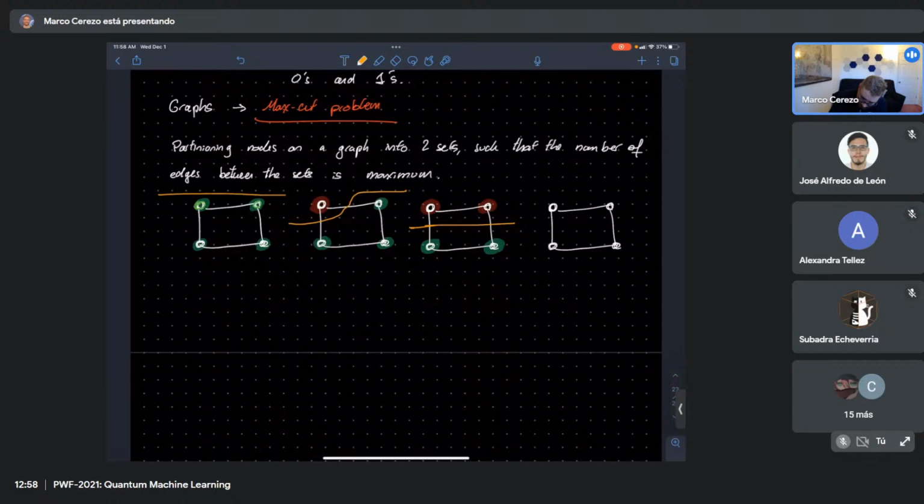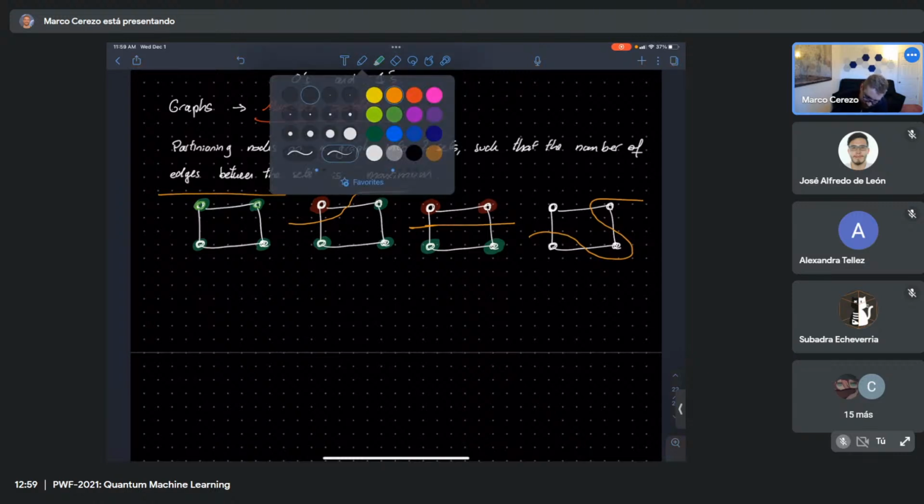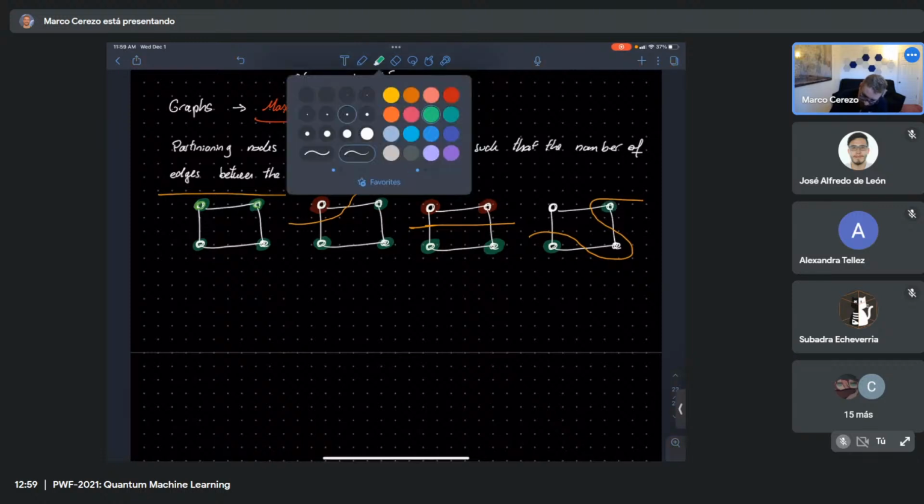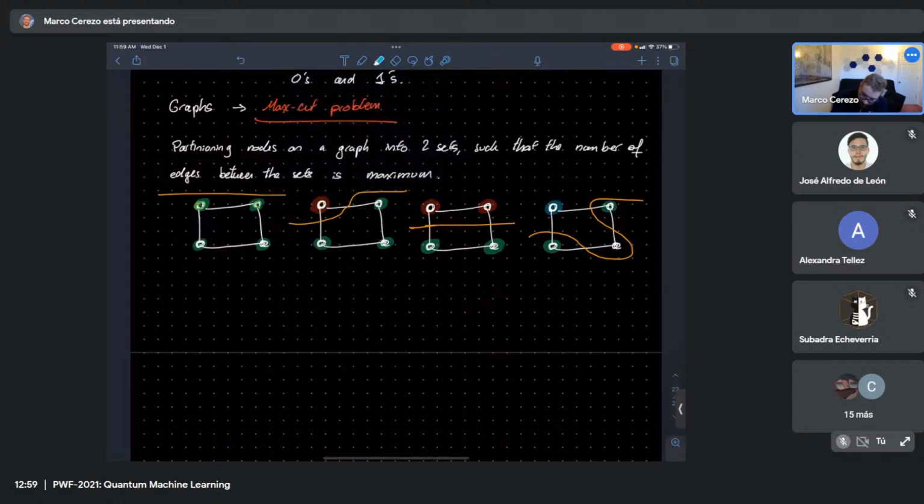Or we can even do something even fancier, right? We can do something that sort of looks like this. So in this case, we are going to have these 2 are green. These 2 are blue, right?